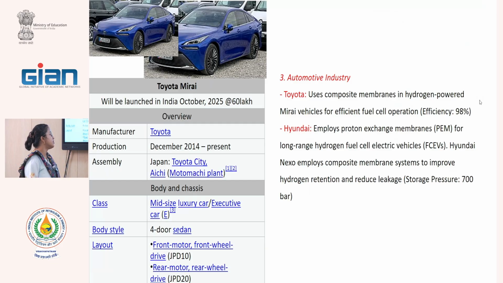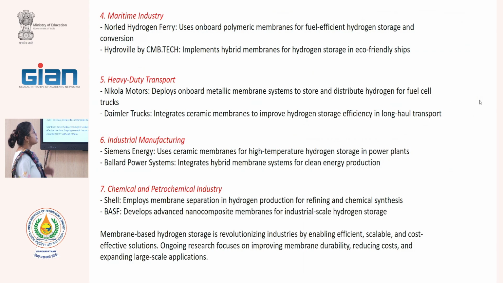In this system, Toyota is going to have a composite membrane in the connection between the fuel cell and the hydrogen storage tank inside their car. They are claiming a very high reduction in the cost of this car. Hyundai is also working on such kind of membrane, and we can expect some solution from Hyundai also.